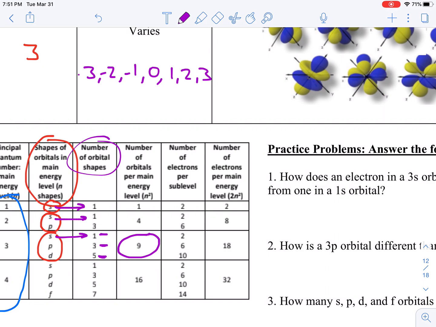Remember that every orbital can hold 2 electrons. So if you have 1 orbital, 2 electrons. 3 orbitals, 6 electrons. 5 orbitals, 10 electrons. And if you add all of these up, you get the total number of electrons, which is just this number, this 9, times 2. Okay, so let's get some practice problems doing this.